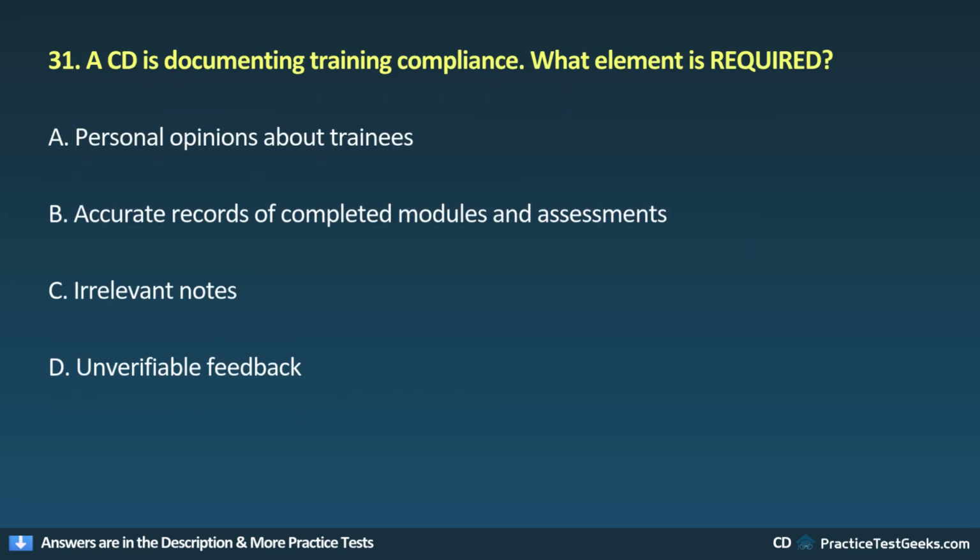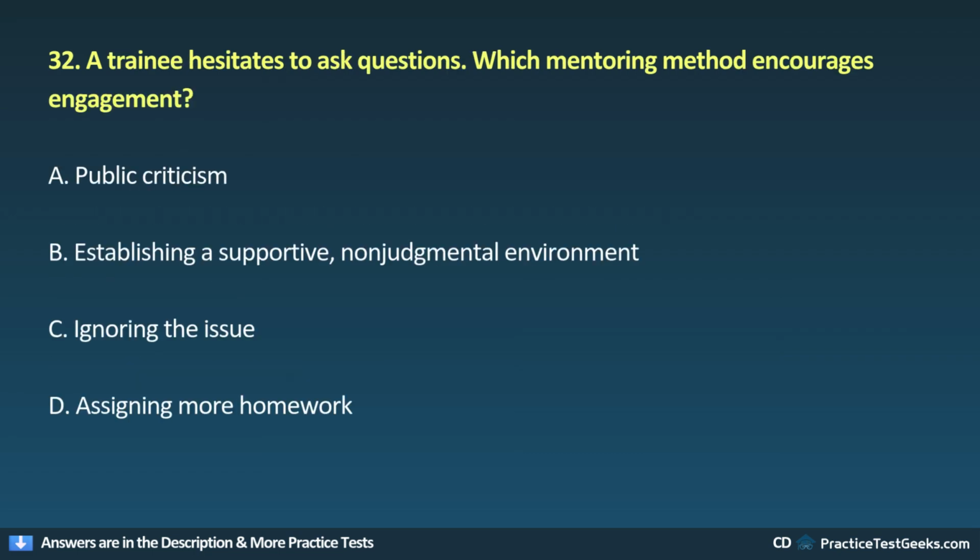31. A CD is documenting training compliance. What element is required? A. Personal opinions about trainees. B. Accurate records of completed modules and assessments. C. Irrelevant notes. D. Unverifiable feedback.